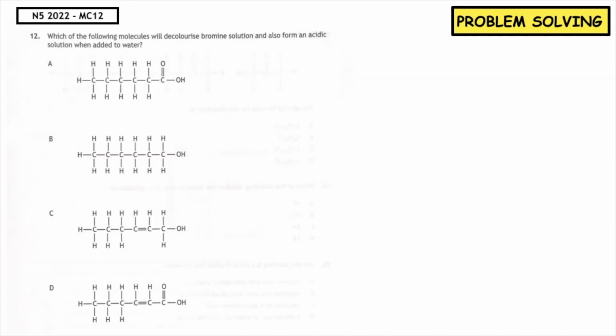This past paper question is from the National 5, 2022, multiple choice 12. Which of the following molecules will decolorize bromine solution and also form an acidic solution when added to water? What we're looking at is the functional groups. For it to be acidic, I'm looking for a carboxylic acid, so I'm looking for a carboxyl group. That could be A or it could be D. The other factor it wants me to look at is decolorizing, and we need to have a carbon-to-carbon double bond for an addition reaction to occur. So the correct answer to this is multiple choice answer D.